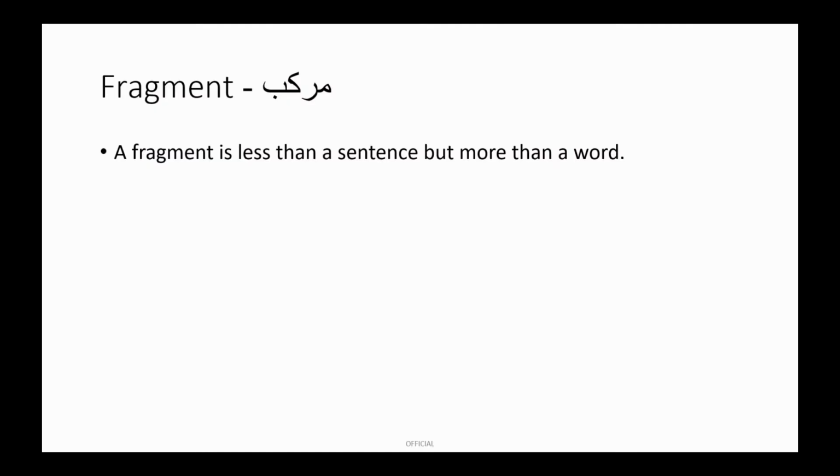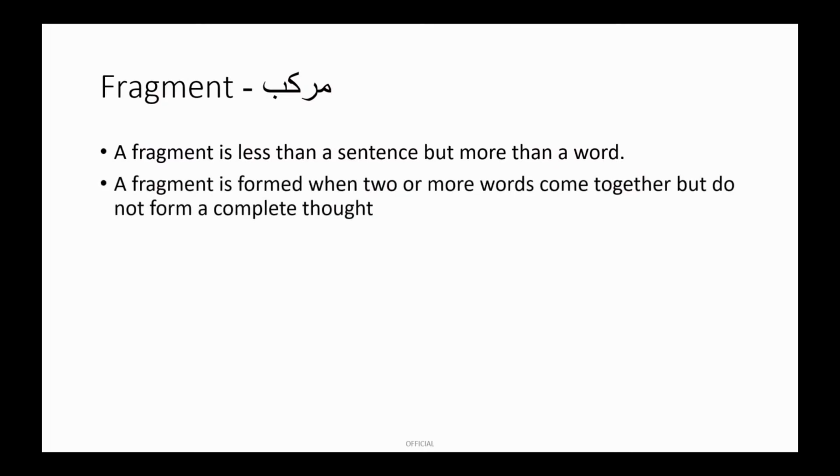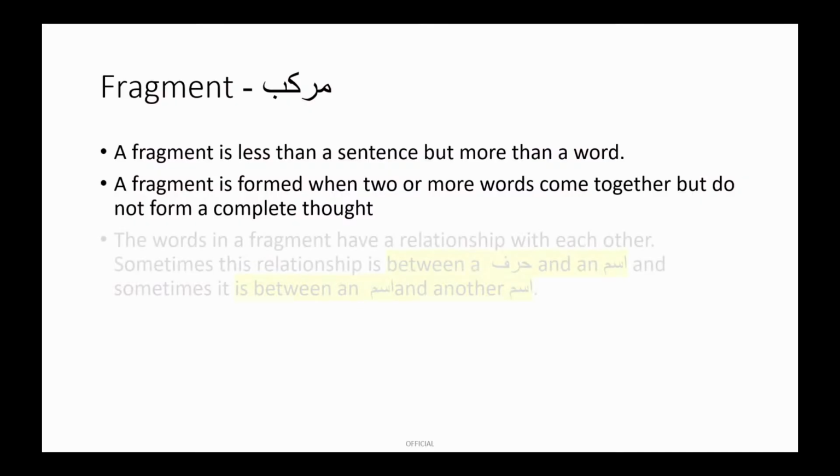We have multiple words which have a relationship between one another. A fragment is formed when two or more words come together but do not form a complete thought. Like we saw the example of deep sea, or sea is deep. So deep sea is a fragment. Sea is deep is giving us the full thought, that yes, the sea is deep.